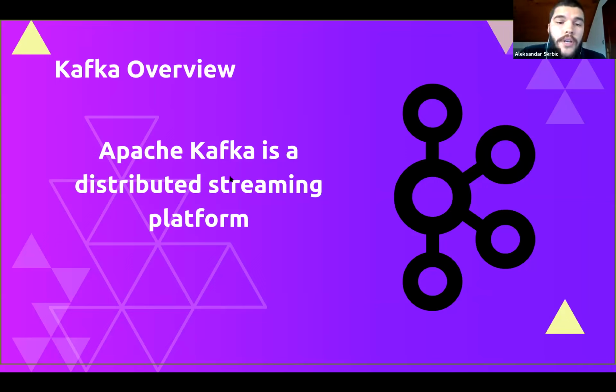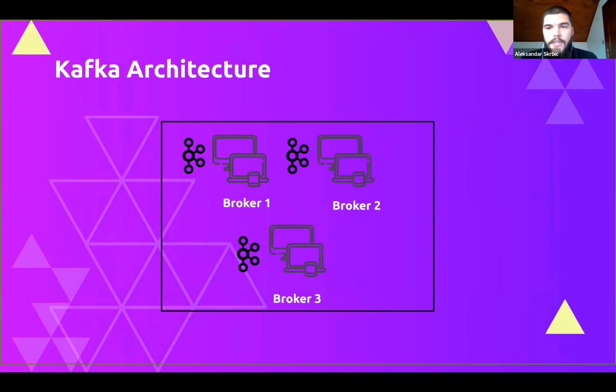But in a nutshell, Kafka is just a message broker. It's distributed by design. It's pretty resilient and scalable, and it enables the publish-subscribe messaging model. So Kafka is run as a cluster, and each node in a Kafka cluster is called a broker, and every broker is identified by its ID. So a broker is just a server that has a Kafka node running on it.